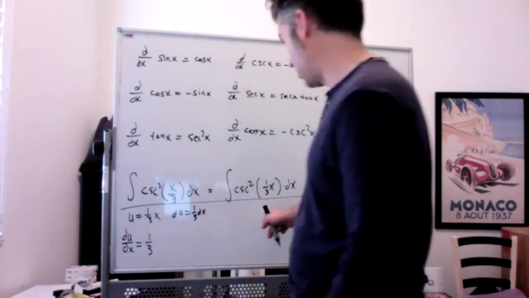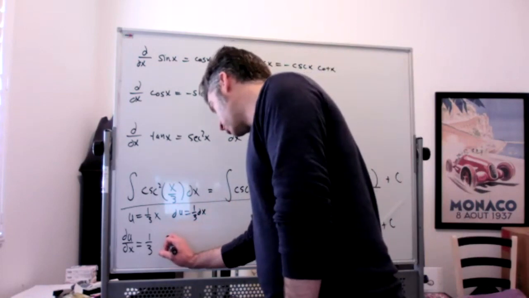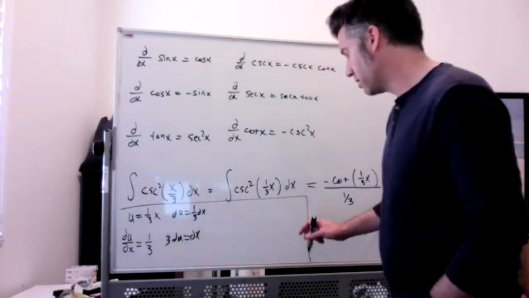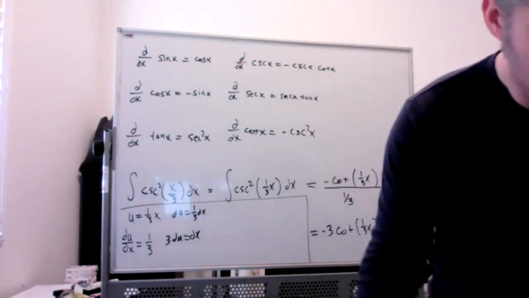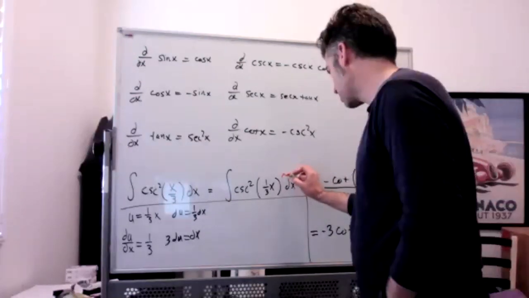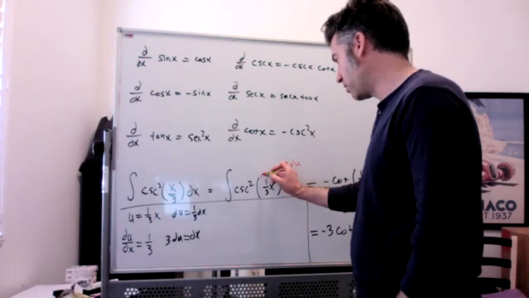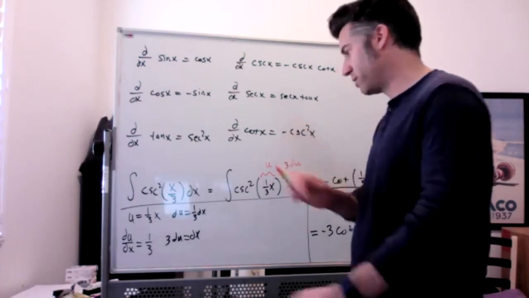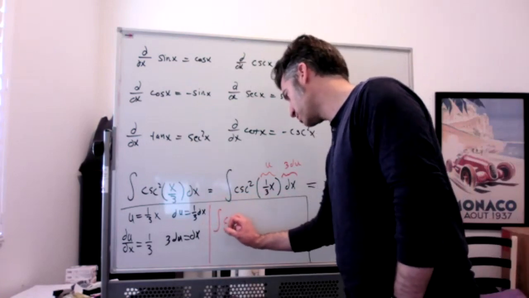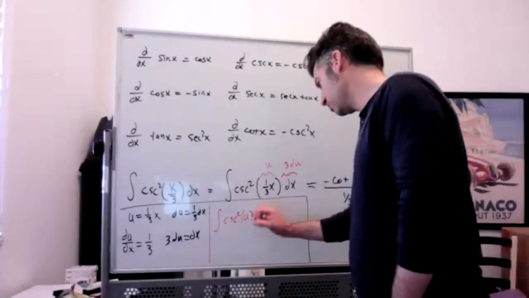Since I don't have a 1/3 dx, I'm going to get rid of the 1/3 and multiply both sides by 3. I get 3 du equal to dx. Now in my integral, my dx is going to be my 3 du, and my 1/3 x is going to be u. So when I rewrite the integral, I get the integral of cosecant squared of u times 3 du.